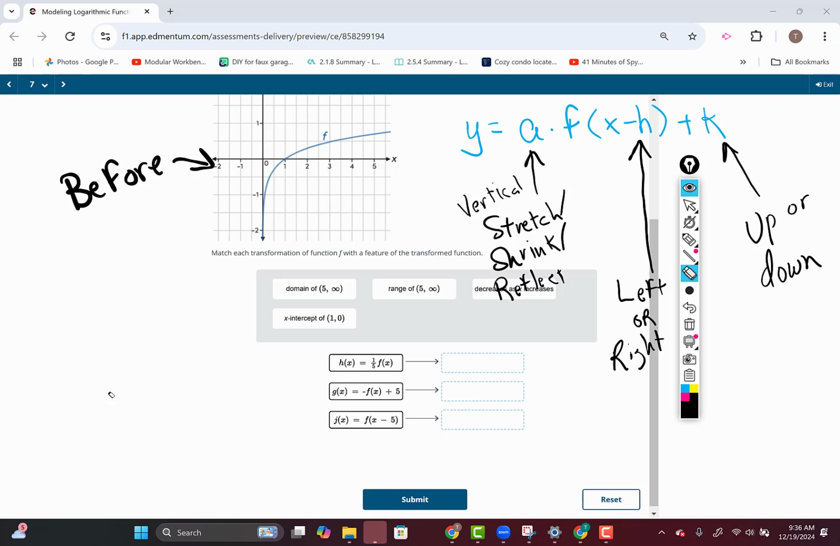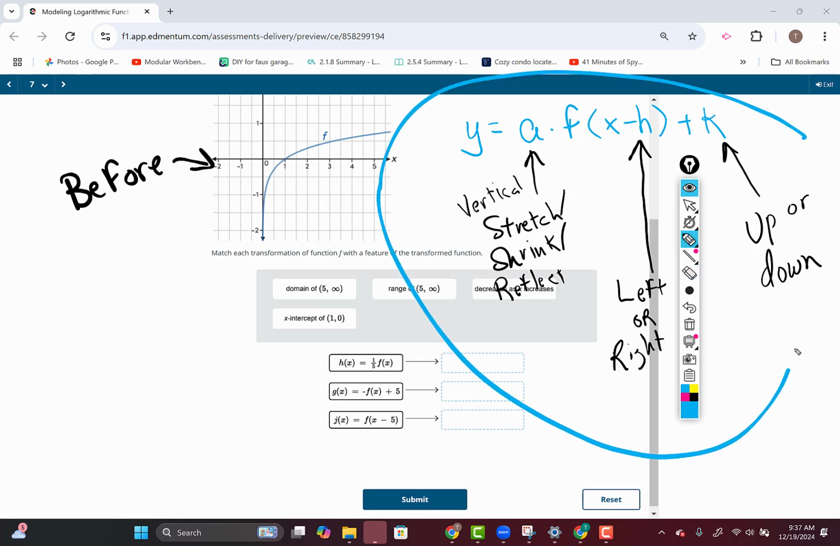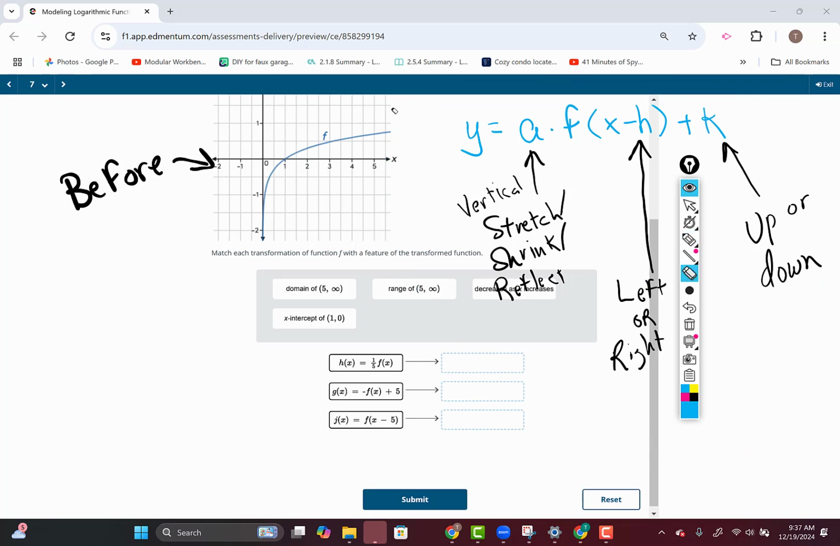And up here to the top right in blue, I've written the transformation rules. This should be kind of old hat at this point. You've seen these transformation rules before. The A value specifically is a vertical stretch, shrink, and reflect. That's going to be important in this problem. The H value shifts us left to right. That's kind of the tricky one. If H shows positive, we shift left. If H shows to be negative, we shift right. And then K shifts us up or down.